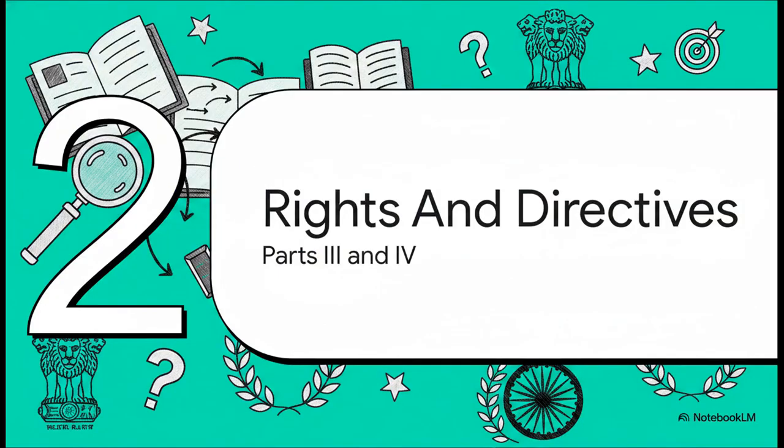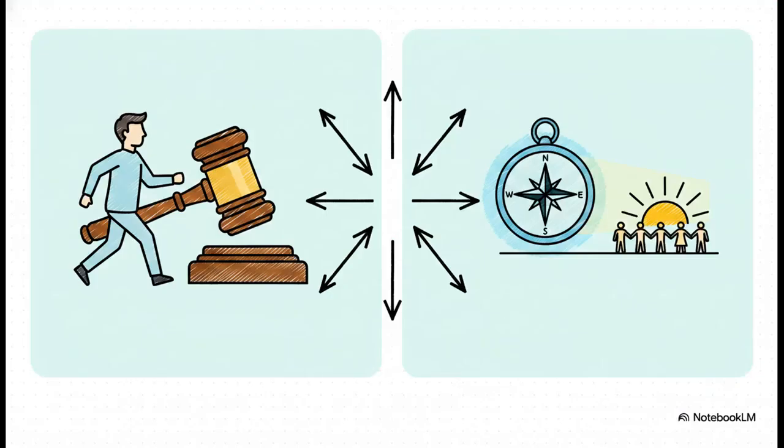Moving right along, Section 2, Core Rights and Directives. We're zooming into parts 3 and 4 here. Okay, so the absolutely crucial point here is understanding the stark difference between fundamental rights in Part 3 and the directive principles of state policy, or DSPs, in Part 4. Fundamental rights are justiciable. That literally means if your right to equality or freedom is violated, you can march straight into a court to enforce it.